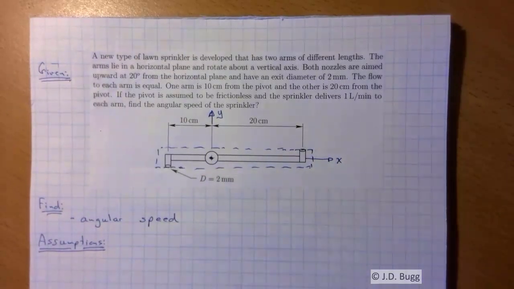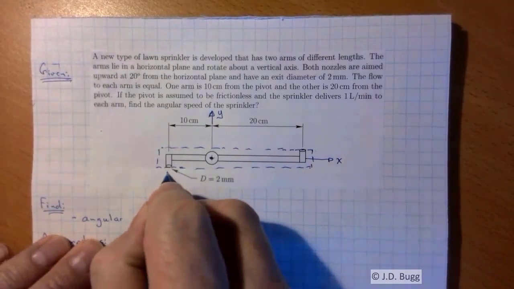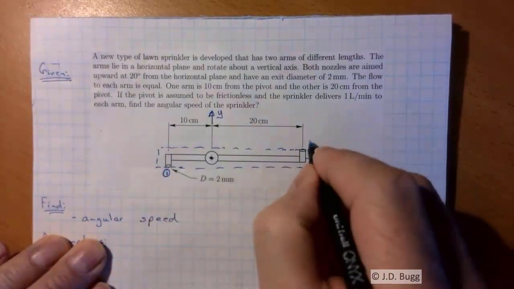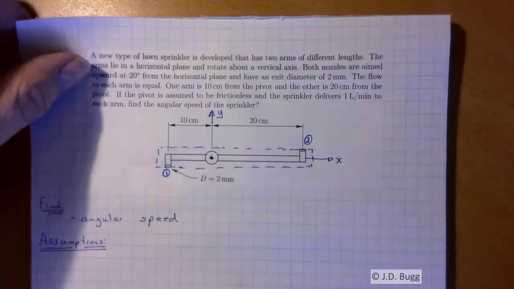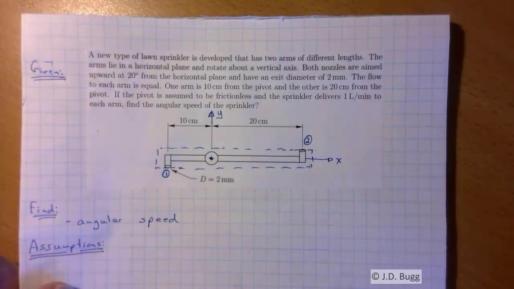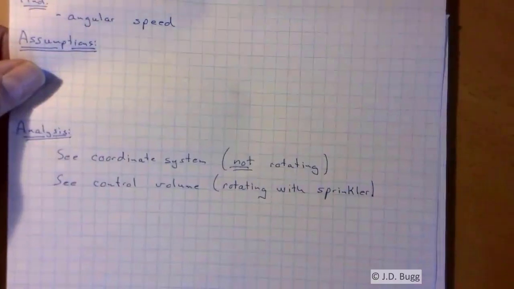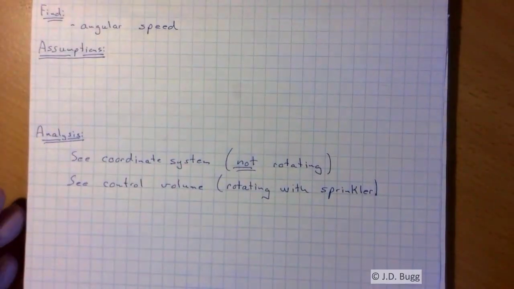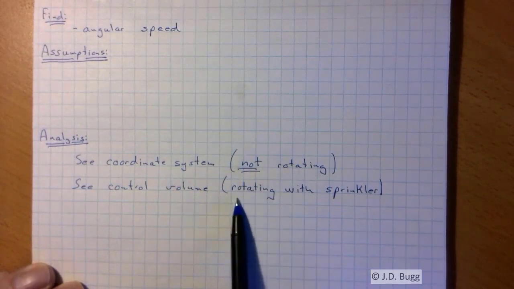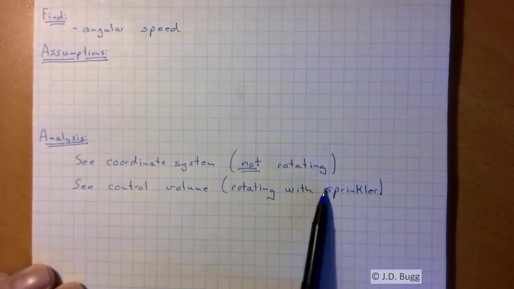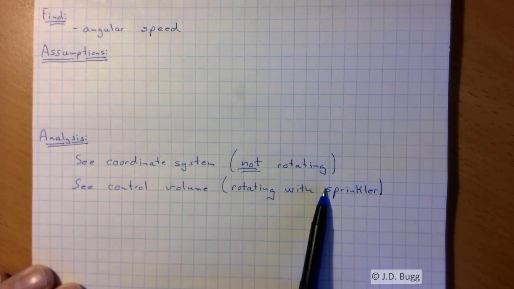So the last thing we're going to do here on the diagram is label these two exits, 1 and 2. And we'll be referring to those numbers. There'll be subscripts on lots of properties going forward. So we've got our coordinate system and we've got our control volume. Coordinate system not rotating, control volume rotating with the sprinkler. So now we want to look at our conservation of angular momentum equation.